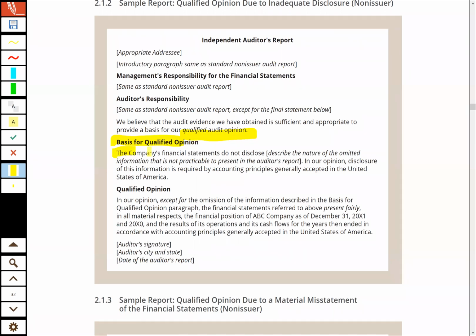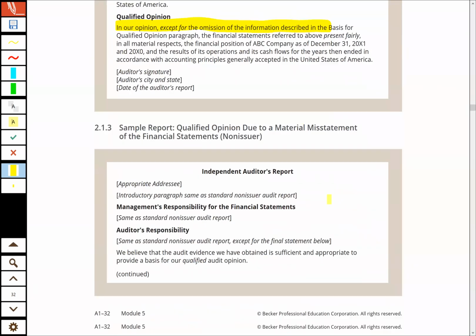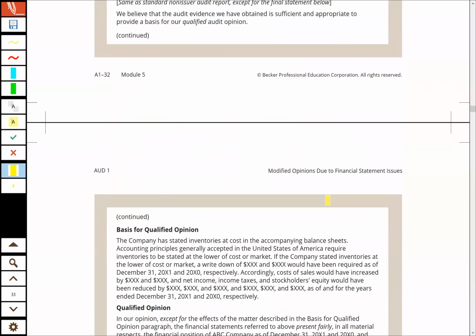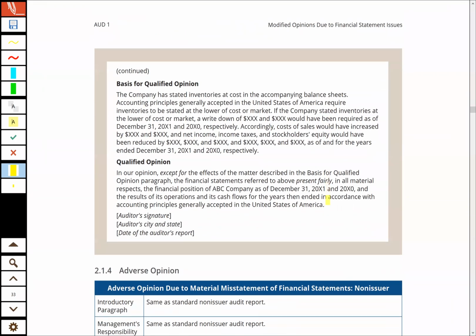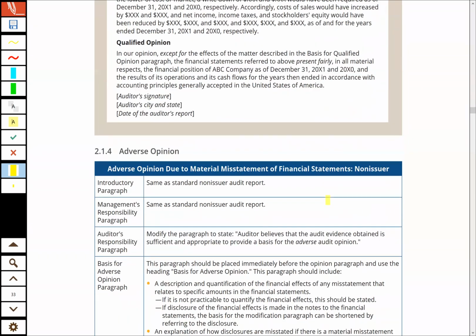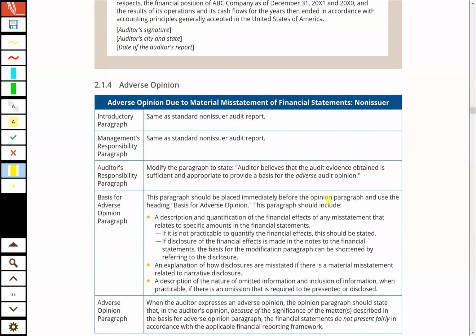I don't know, this company didn't disclose something. In my opinion, except for, and the rest of the way you memorize. And they go on a bit here. I have to admit here with other situations that could result in a qualification. Again, your job is going to be to understand when you have a qualification, how do you structure that report? Not every single circumstance that could result in a qualification.